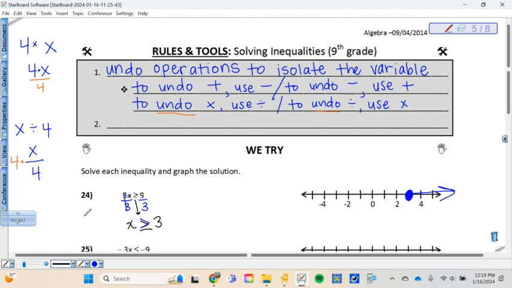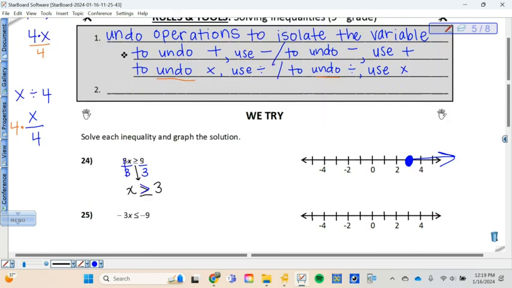Cool? Okay. Number 25 pretty much looks exactly the same. What's different about it though? Negatives. So what do I have to divide by this time? -3. So that'll make that cancel out, right? And then I've got x over here, and on the right-hand side, it's -9 divided by -3, so that is a +3. And this is the tricky part.